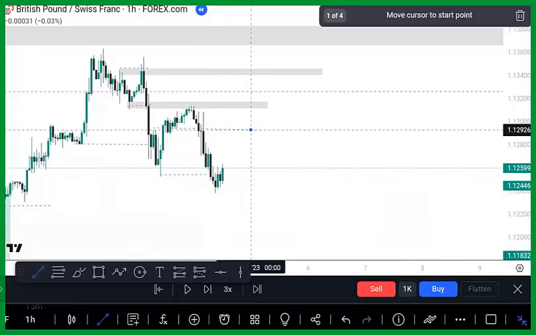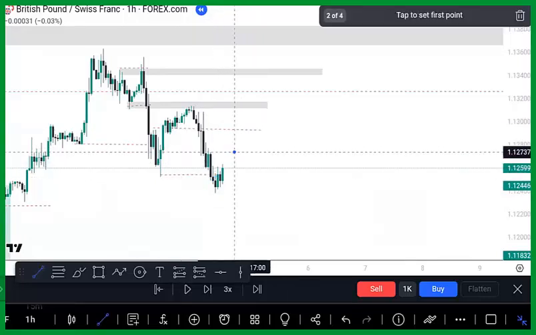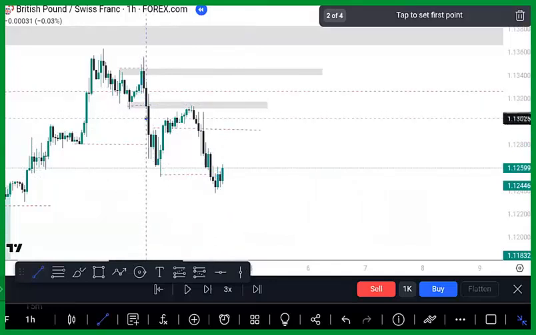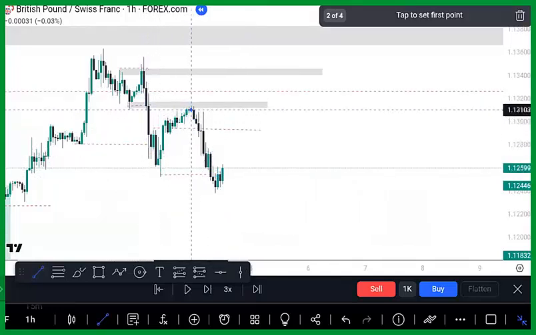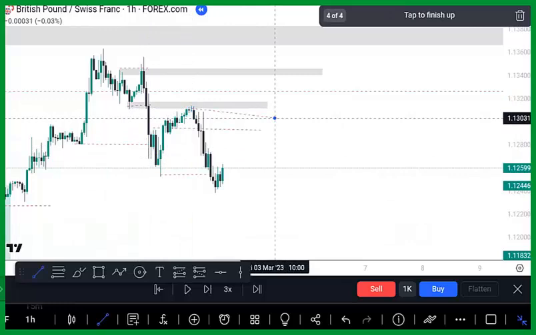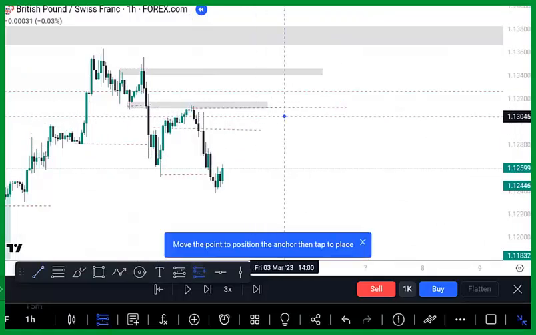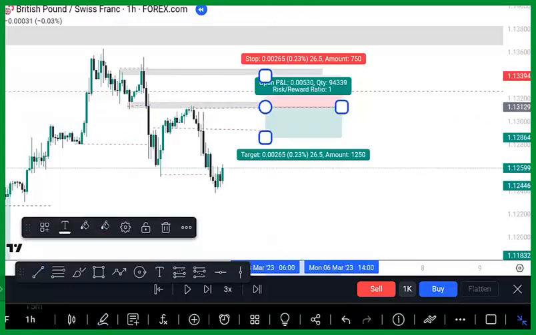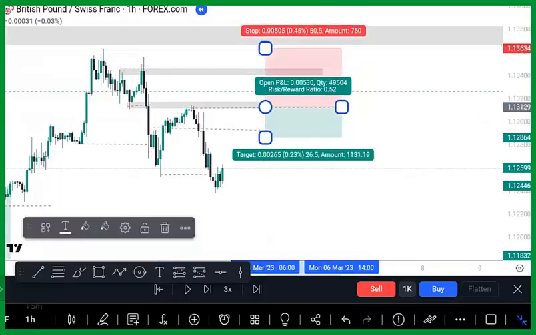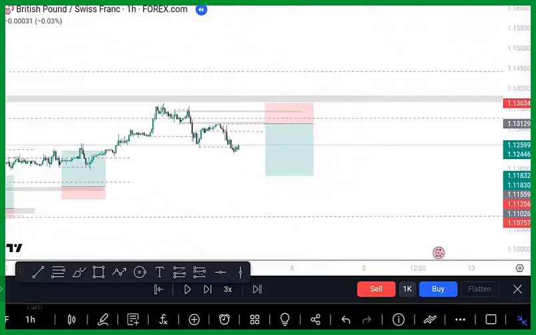Because the break here is not persuasive. You want to see clean breaks like this. It's not persuasive, so that high can still be another entry. So I'm not breaking even or moving stop loss just yet to any level. Okay, so you may put that. Remember, our stop loss is still there. Overall, we are in the trade.